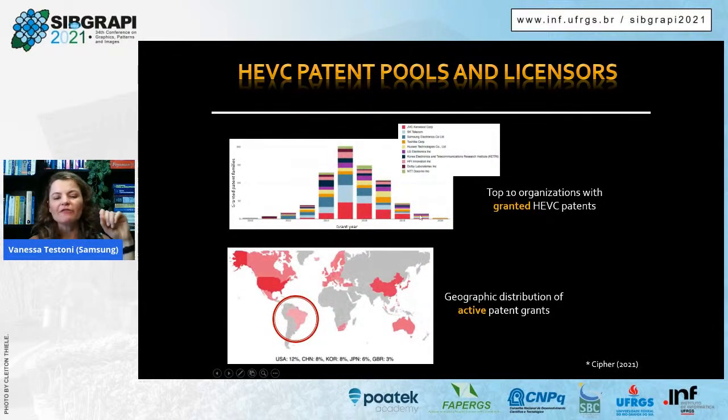When you look at this graph, you see how many patents have already been granted per year for the 10 main companies. And here you also see the geographic distribution for those patents. You see that, of course, most of them are in the US, China, Korea, Japan, but you also have some in Brazil. I included this slide because I wanted to say, for those of you that think this is not our problem, last year we already saw some judicial IP disputes over standard essential patents of HEVC, including big companies.